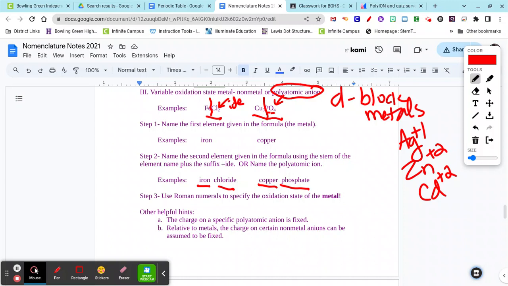Now, this is where the step gets different. We have to add a step 3. Because the reader does not know what charge iron or copper are, you have to tell them. And the way we do that is to use Roman numerals. If you are not familiar with Roman numerals, you probably won't need more than 10.